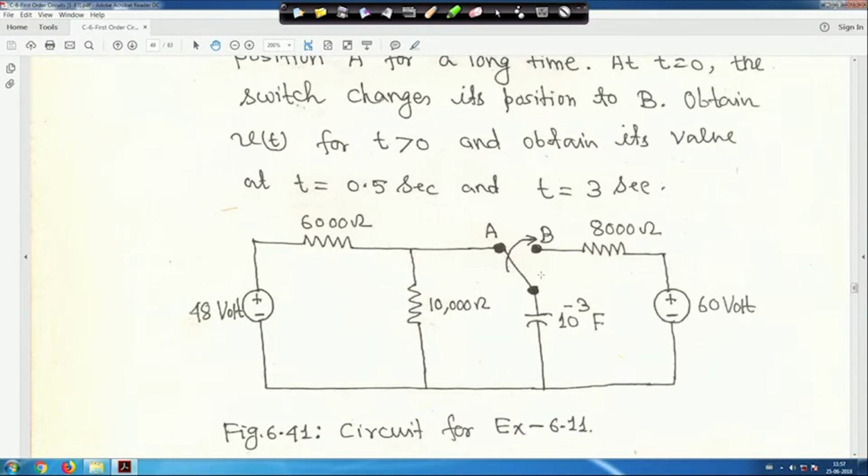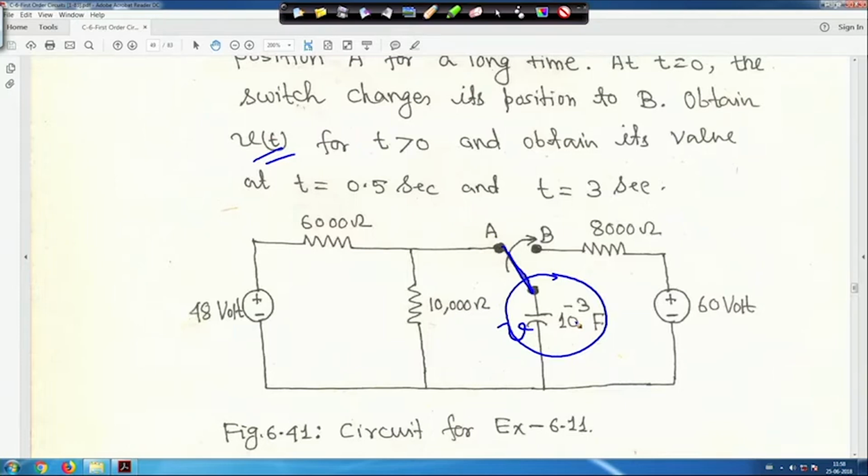That means the circuit at that time was in steady state because the switch was at this position for a long time. That means this capacitor is open circuited, and the voltage Vt that you have to find out is the voltage V across the capacitor, and the capacitor value is 10 to the power minus 3 farad.